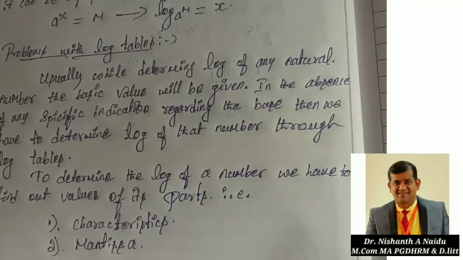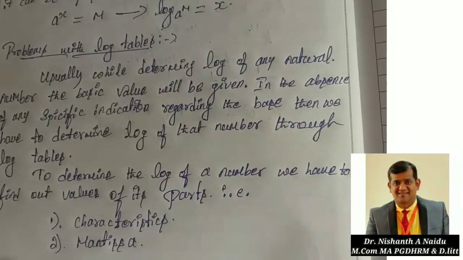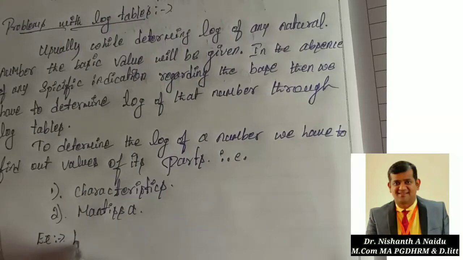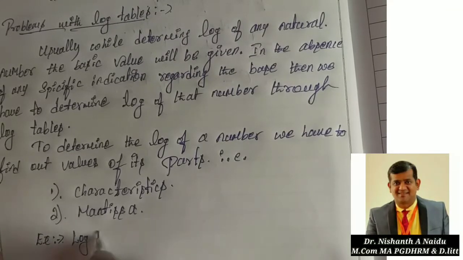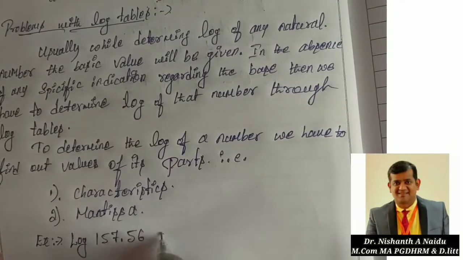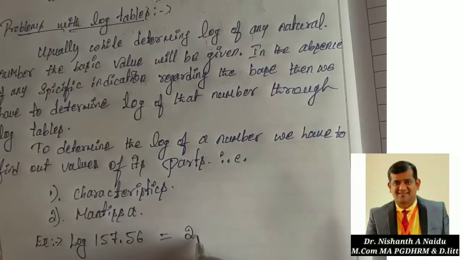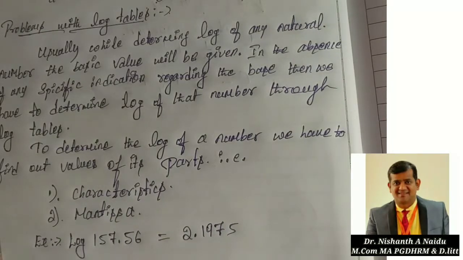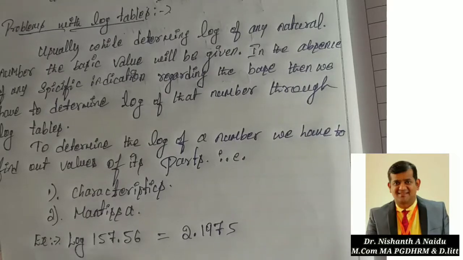See here, example I am writing. So write down the example. Log 157.56 equals 2.1975. Okay, 2.1975. So now let us understand some common calculations, basics to solve logarithms.